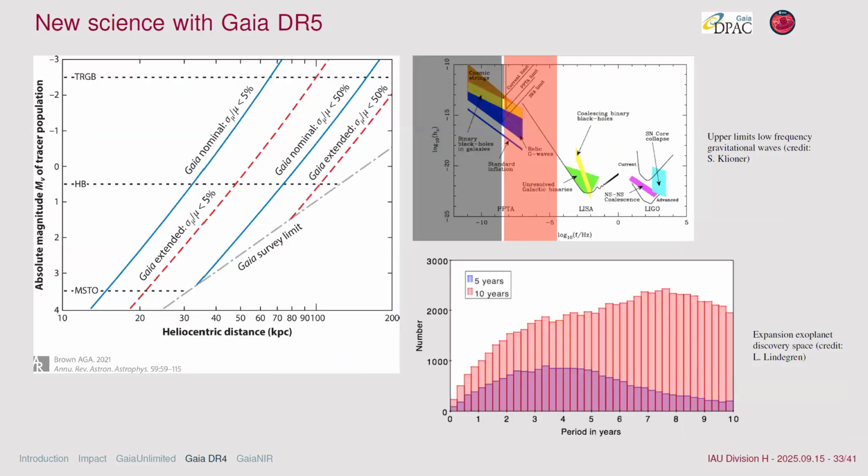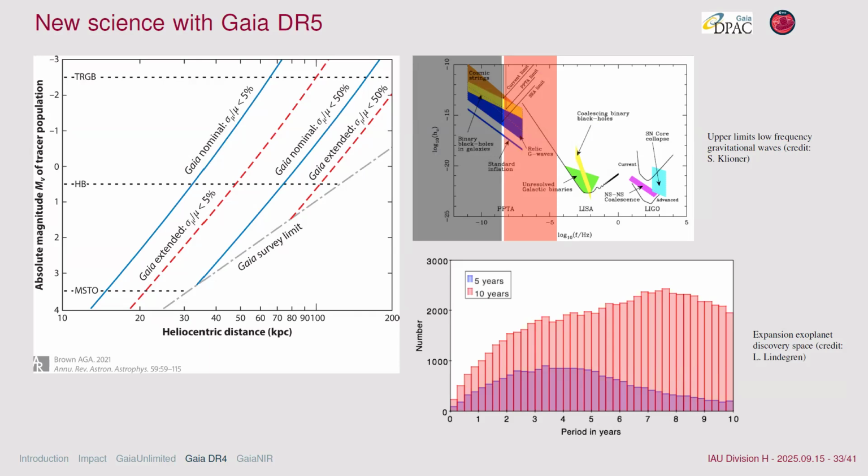And then a quick look ahead at Gaia DR5. So Gaia DR5 will be based on 10.5 years of data, so the full extended mission appearing towards the end of 2030. And again, Gaia DR5, like Gaia DR4, will allow for new science to be done.